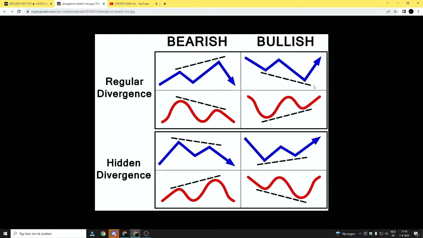A lower low on the price action and a higher low on the RSI or MACD is bullish, and hidden is when you form a lower high on the chart but a higher high on the RSI or MACD. That's a hidden bearish divergence. And when we are forming a higher low on the chart, on the price action, and a lower low on the RSI or MACD, that's a hidden bullish divergence.